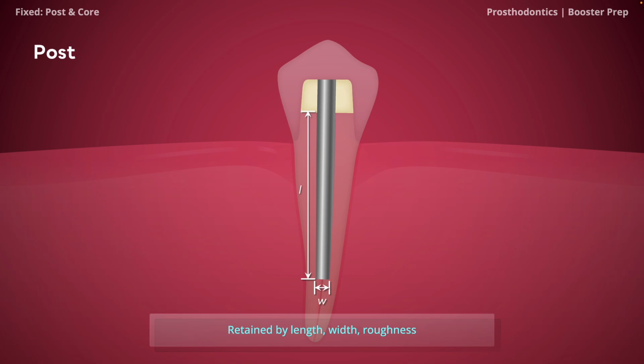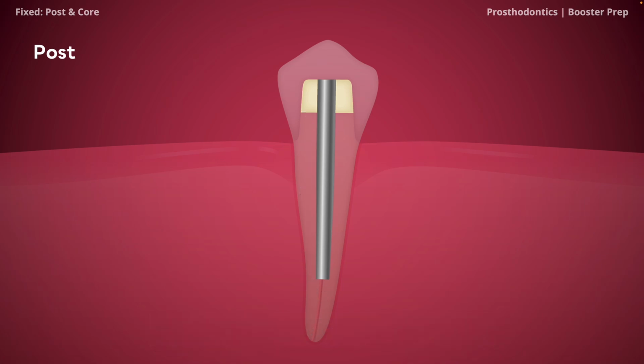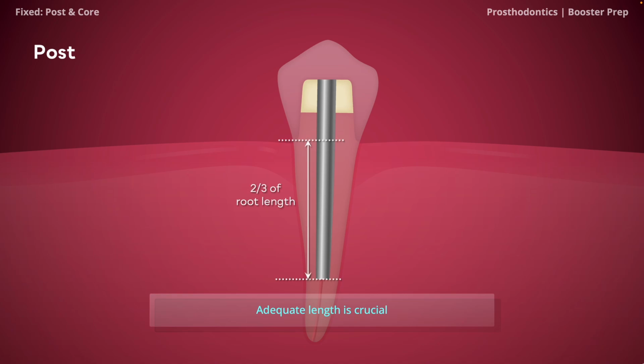And these three factors should make a whole lot of sense to you guys, because if you think about it, increasing any of these three factors will result in greater contact area between the post and the root canal, thereby increasing retention. So regarding length, you may wonder, how deep should a post extend into the canal? Well, the general rule is about 2/3 the length of the root.